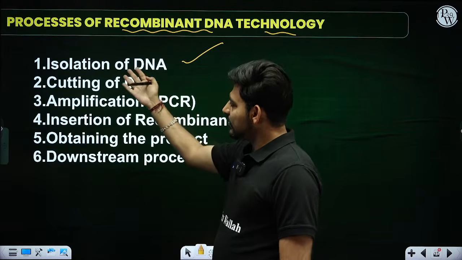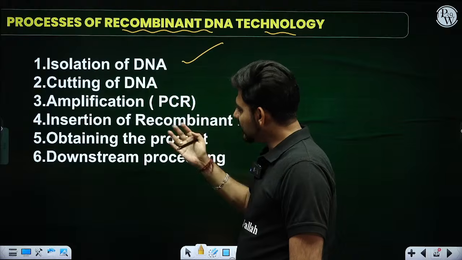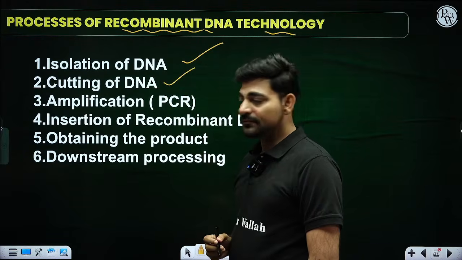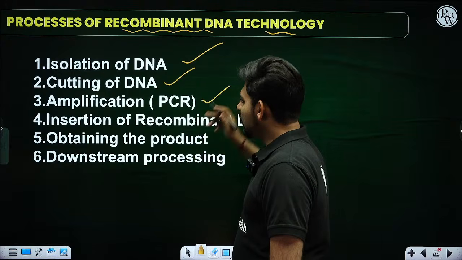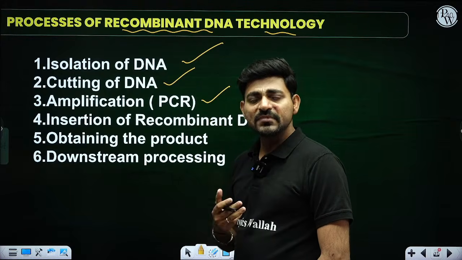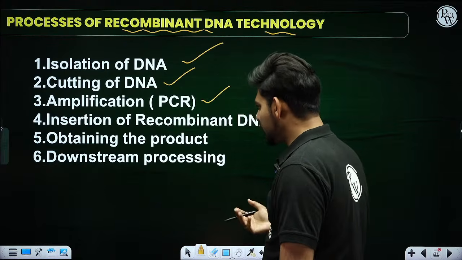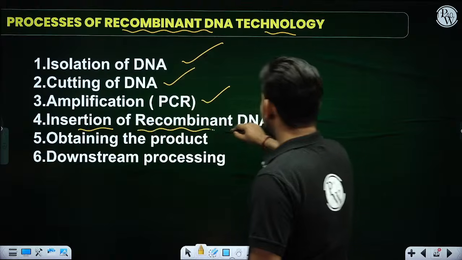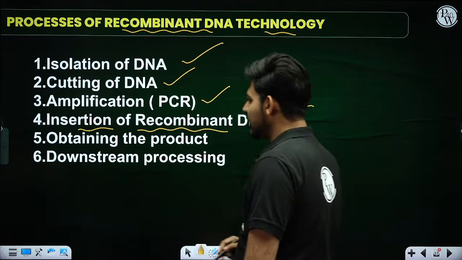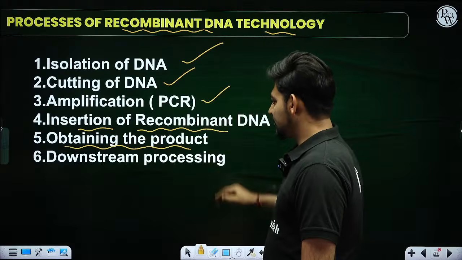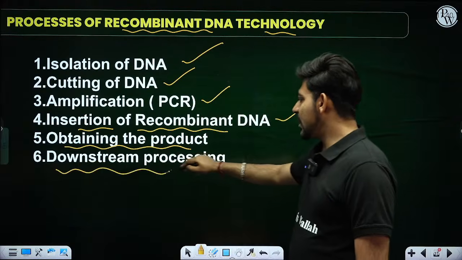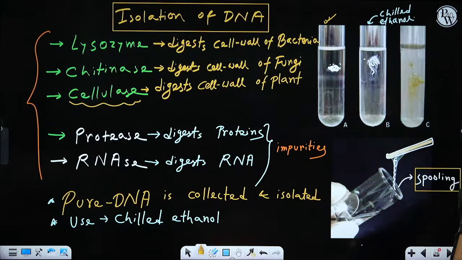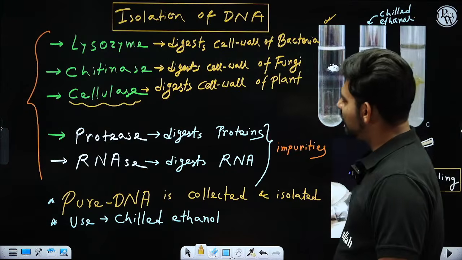While you are isolating DNA from the donor cell, you have to cut the DNA into pieces. Then you have to amplify, create millions of copies of that particular gene of interest, and then insert the recombinant DNA into the host cell, obtain the product, and lastly comes the downstream processing technique. Now let's check one by one how to isolate the gene from a host cell.